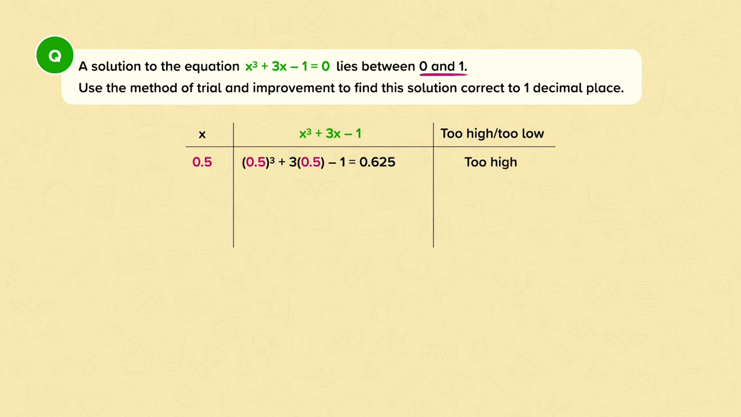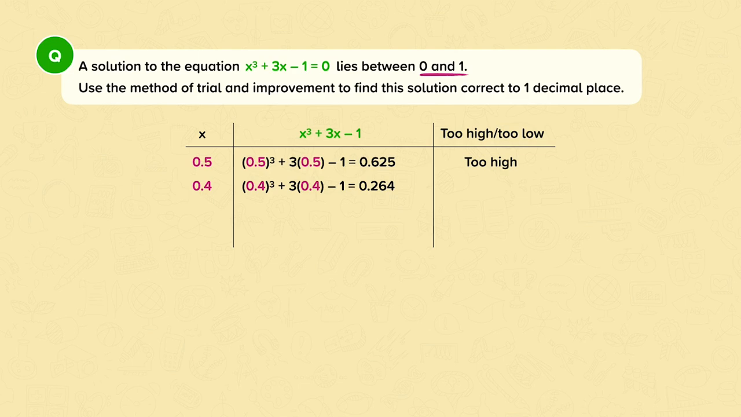So now we must try a lower guess. Trying a number higher than 0.5 would not make sense and would lose you marks in an exam. You can choose any number to 1 decimal place between 0 and 0.5. I'm going to choose 0.4. And when we substitute this in, we get 0.264.